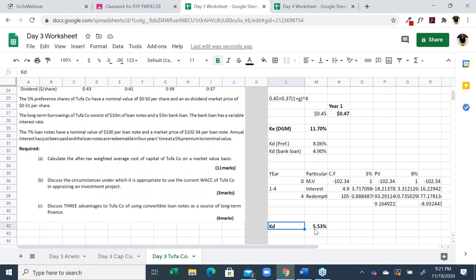Ashar, what we did in the last session was for just 1 year. So the debt was going to be redeemed in just 1 year. That was just a 1 year calculation. We can't do it here because it is going to be redeemed in 4 years' time.